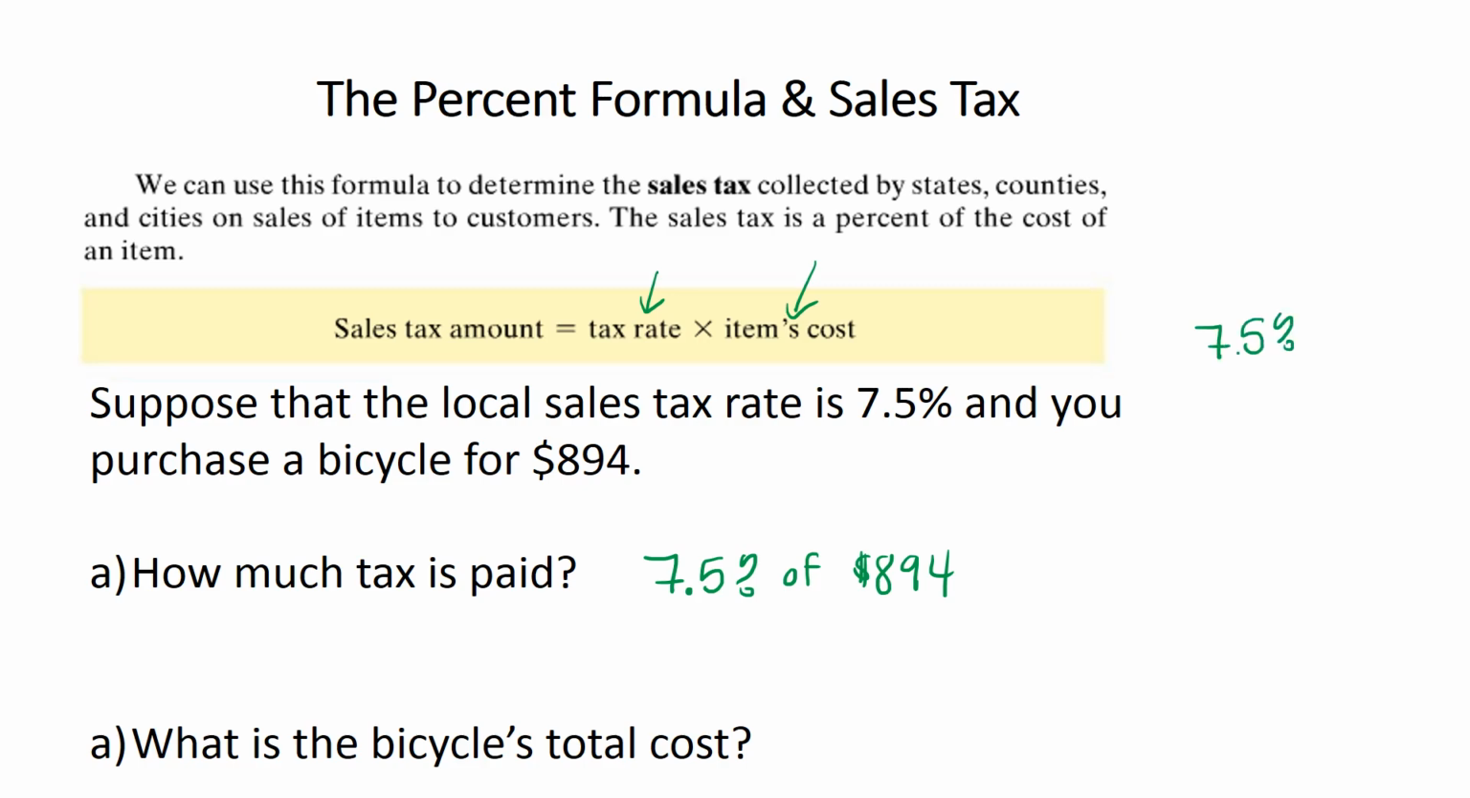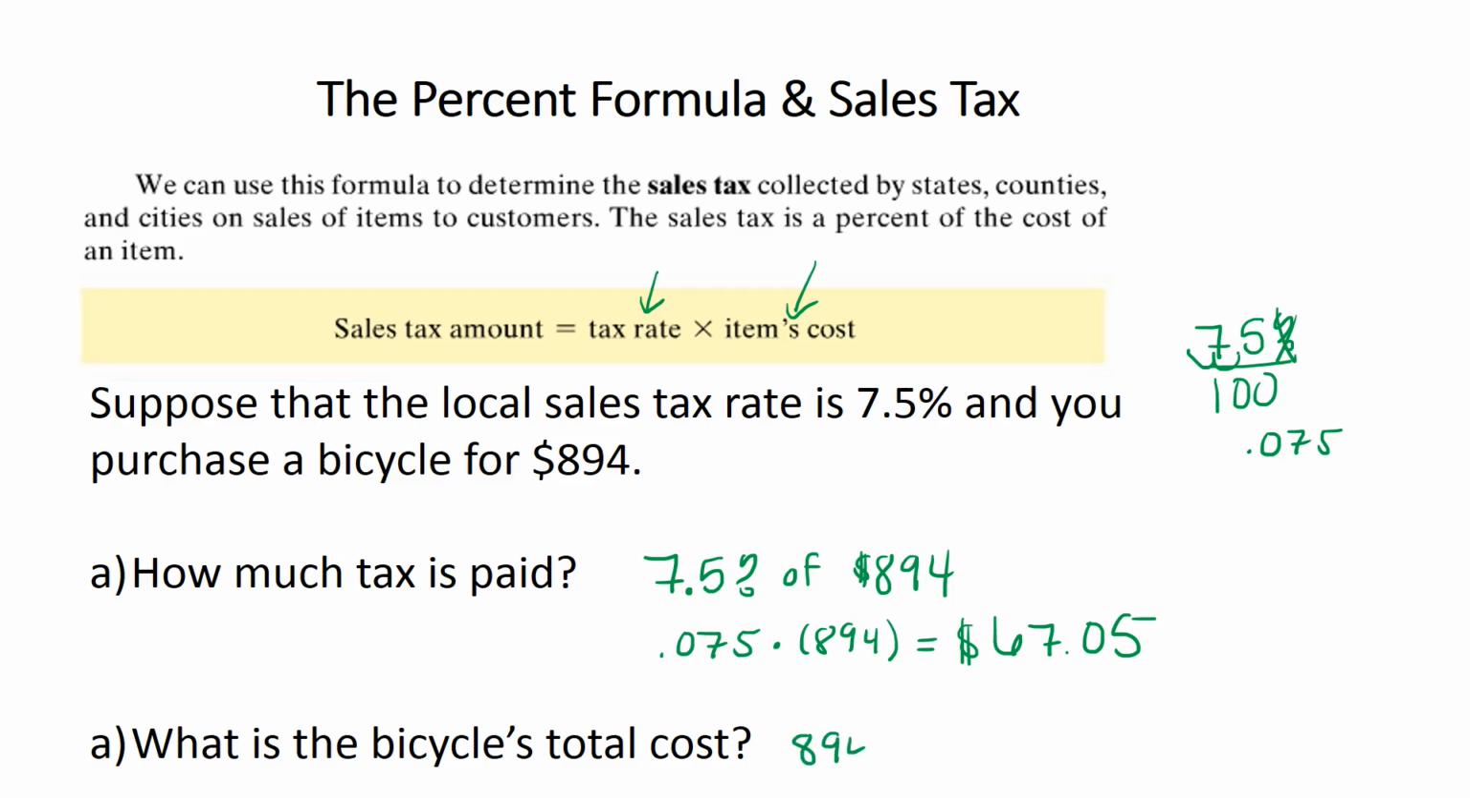7.5% is not a decimal number, it's still a percent. So you still have to move it over 2 places. So it's 0.075 of, which is times $894. Whenever you want a percent of something, that's what you do. 0.075 times 894. And the tax on this bicycle is $67.05.